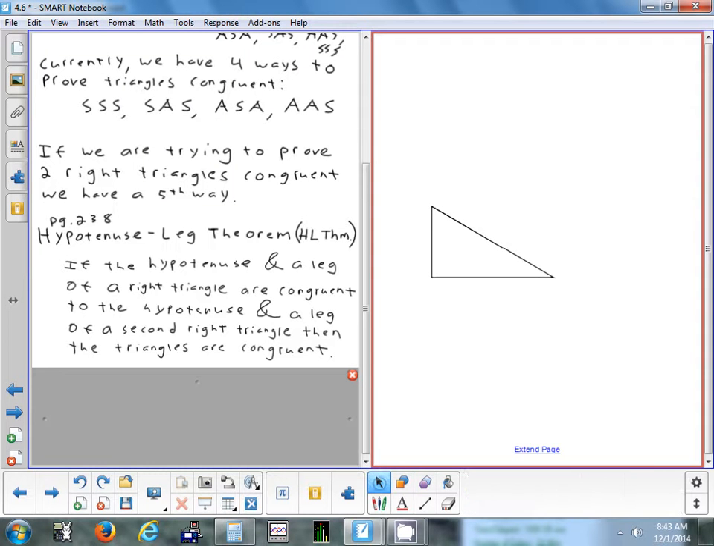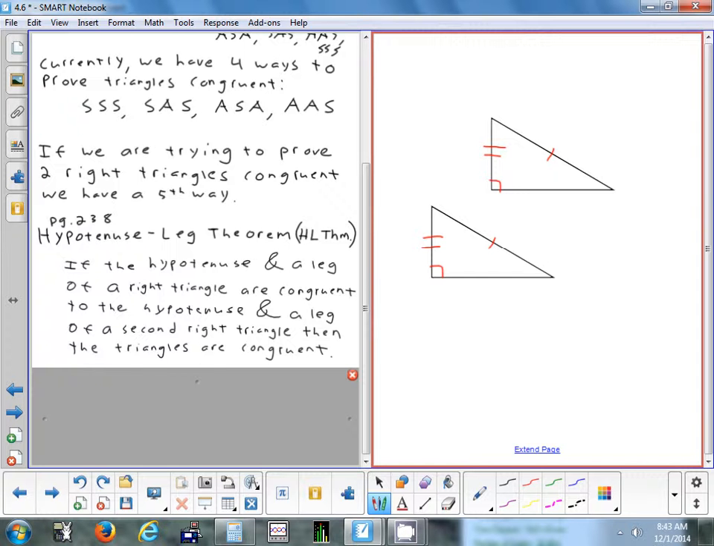two right triangles. And let's mark what it says. Okay, you've got a hypotenuse in one, matching a hypotenuse in the other. That's a 90. That's a 90. And you've got a leg. Doesn't matter which leg. Pick either one. So you've got two sides and an angle. Does that fit into one of the four reasons we already have, or is this something different?